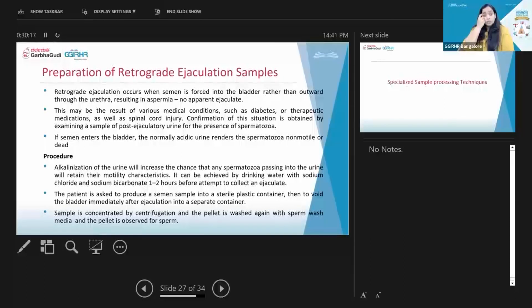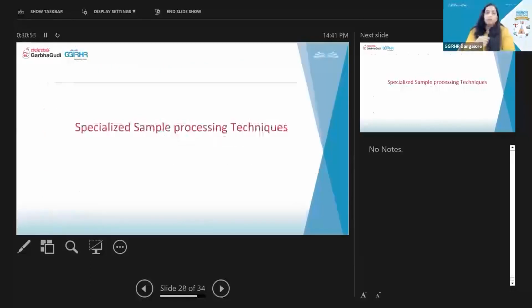Now, in such cases, the patient should be counseled for alkalization of the urine, where the patient will be asked to drink water with sodium chloride and sodium bicarbonate 1 to 2 hours before the ejaculation. Patient should be advised to ejaculate first, and then immediately collect the urine sample in sterile containers. Then you should concentrate this urine sample, pellet it by centrifugation, wash this pellet with sperm wash media, and then check the pellet for the presence of motile sperms.